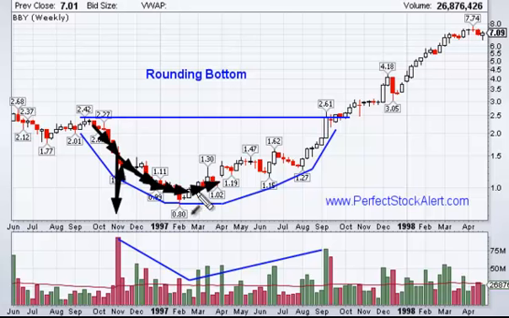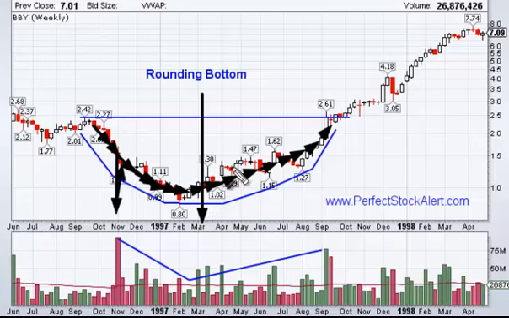The secondary thing you need to note about this particular pattern is that if you draw a line through the center of it, the amount of time it takes to form this half is roughly the amount of time it'll take to form this half. It doesn't have to be, but in most cases it will be. If it advances too quickly right here, then it's probably not a rounding bottom. But that's just something you should note also.